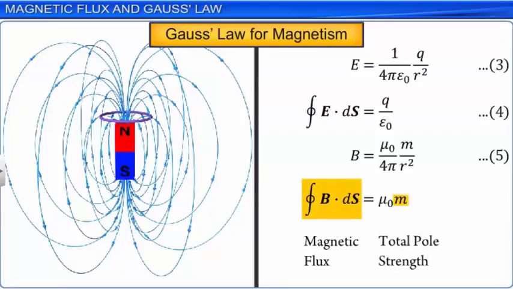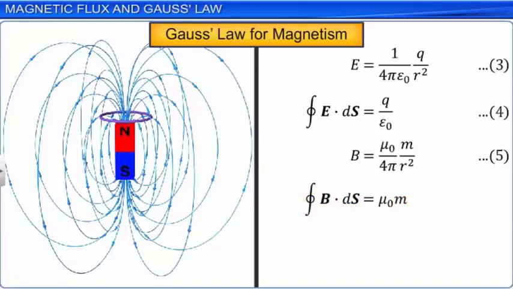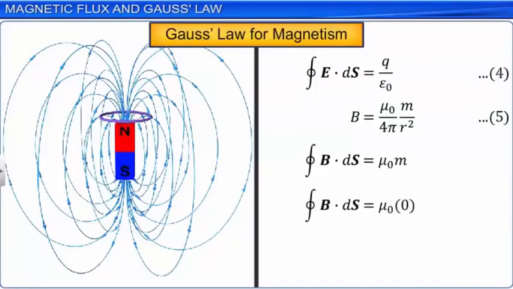Since the isolated magnetic pole or magnetic monopole does not exist, that is, the magnetic dipoles alone exist with poles that are opposite in nature, the net pole strength enclosed by the closed surface is 0. Now we can write Gauss' law for magnetism as integral over the closed surface B dot ds is equal to 0. Let this be equation 6.